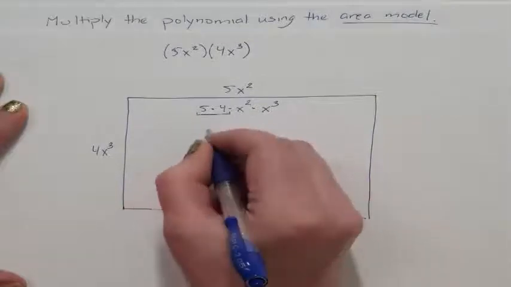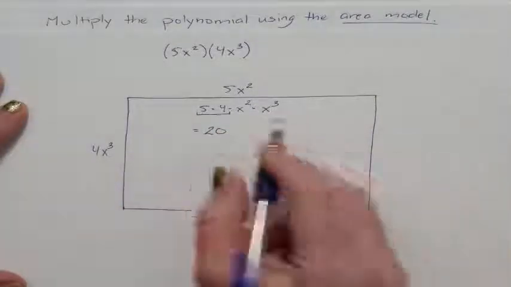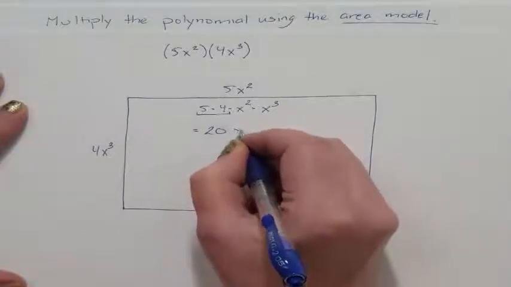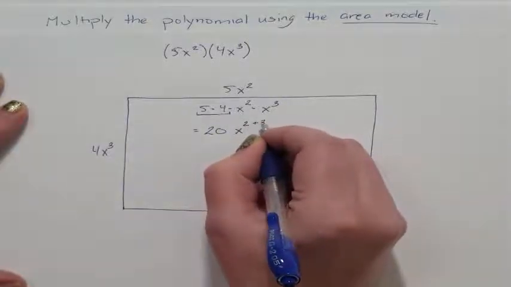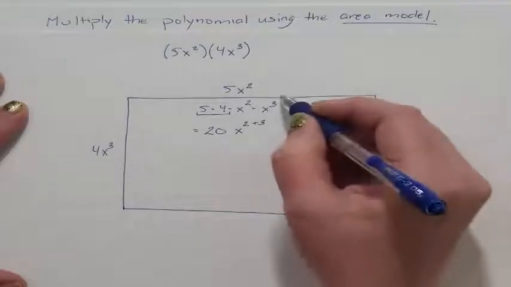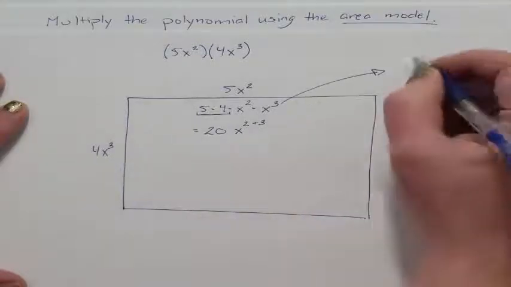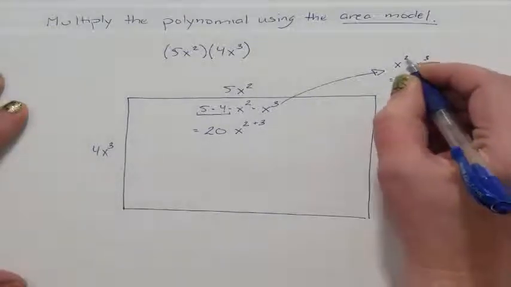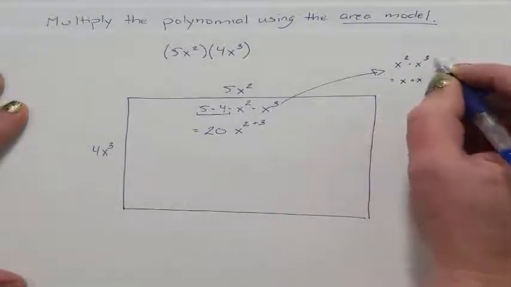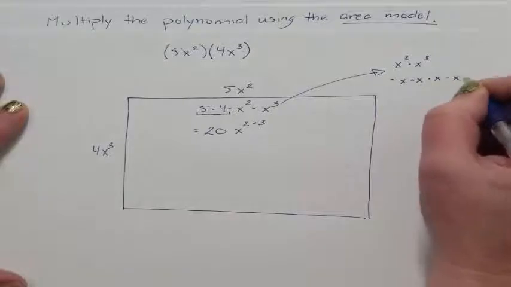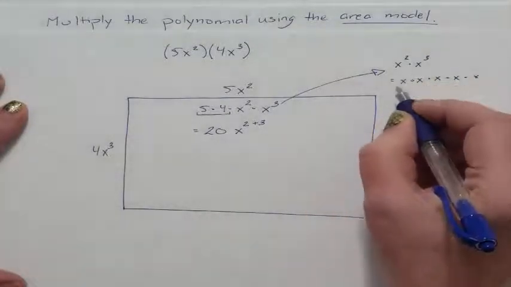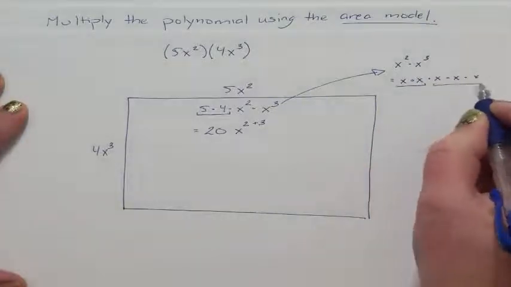So 5 times 4 is 20. And when we multiply x's together, they have the same base. If you remember, that meant that you added your exponents together. If you need a quick refresher, x squared times x to the third is the same thing as saying that you had 2 x's and you were multiplying it by 3 more x's. So this is the same as this. So x squared, here's your x squared. X to the third was right here.